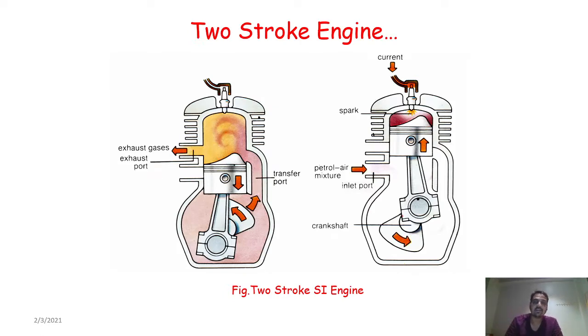Dear friends, in the last few lectures, we already started to discuss the internal combustion engines. In the last lecture, we discussed the working principle of four-stroke SI and CI engines. Today, we are going to discuss the two-stroke SI engine. Specifically, this two-stroke engine is available for spark ignition engines. With the help of these two diagrams, today we are going to discuss everything about the two-stroke engine.